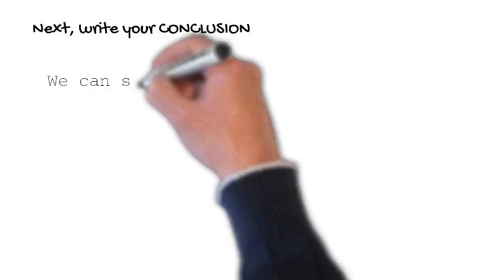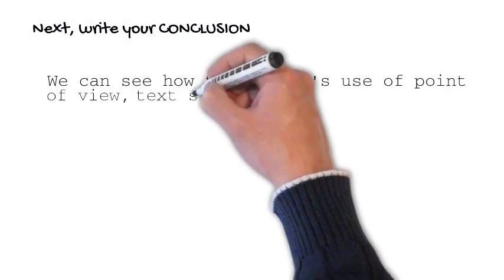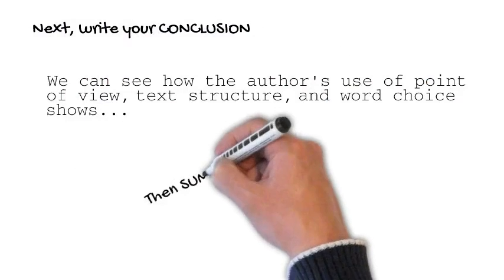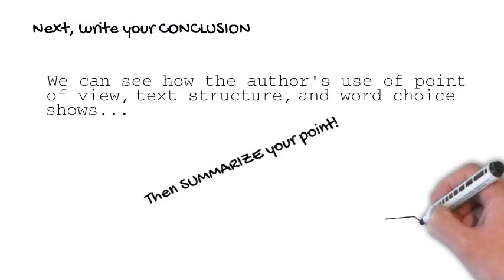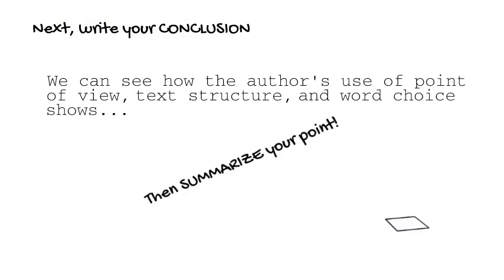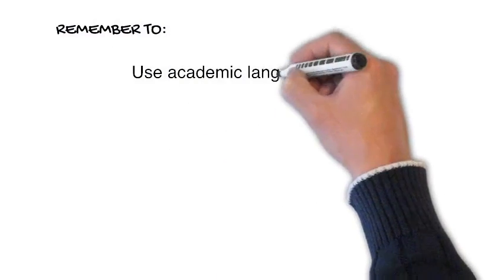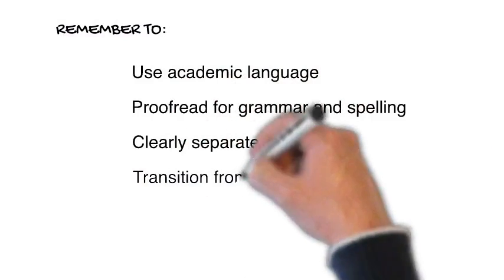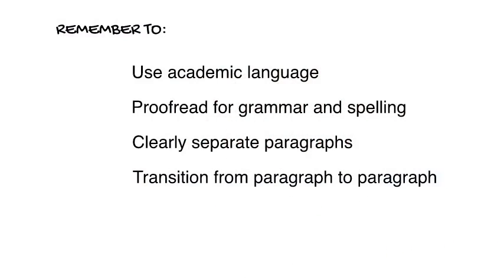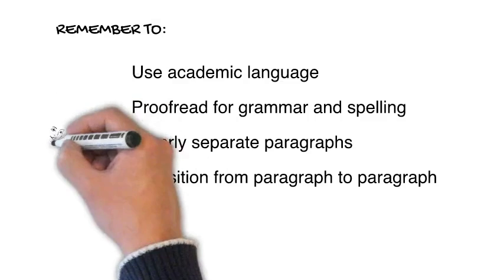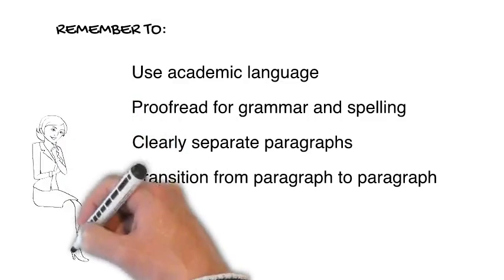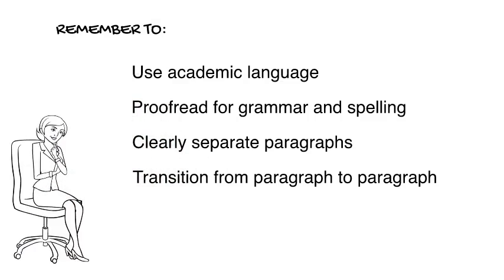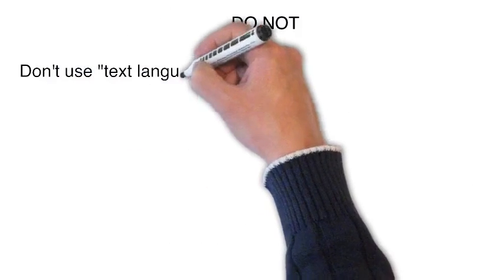So the next thing you're going to write is your conclusion. We can see how the author's use of point of view and text structure and word choice shows, and then you summarize your point. And just a few helpful reminders. Remember that you want to use academic language. You want to proofread carefully for grammar and spelling. You want to clearly separate your paragraphs, and you want to transition smoothly from paragraph to paragraph. Don't just jump around.